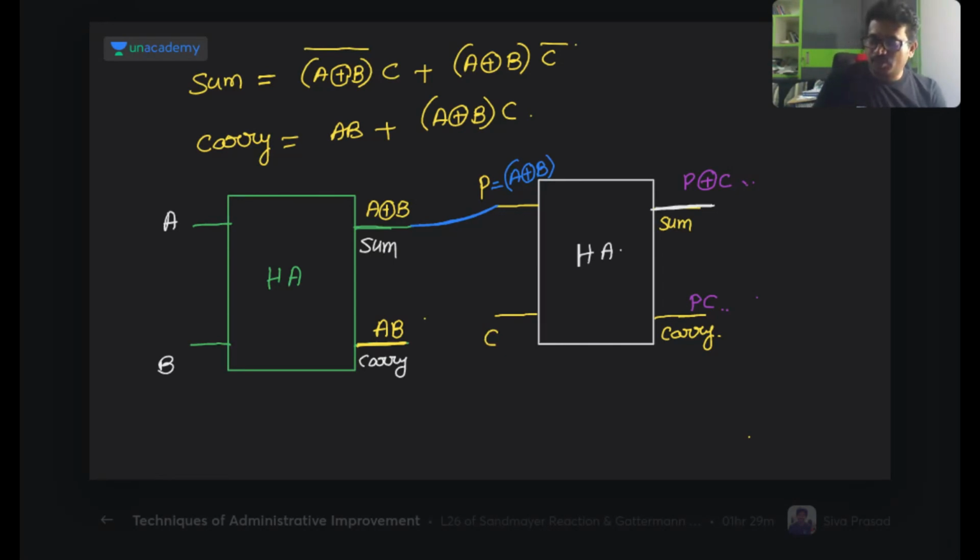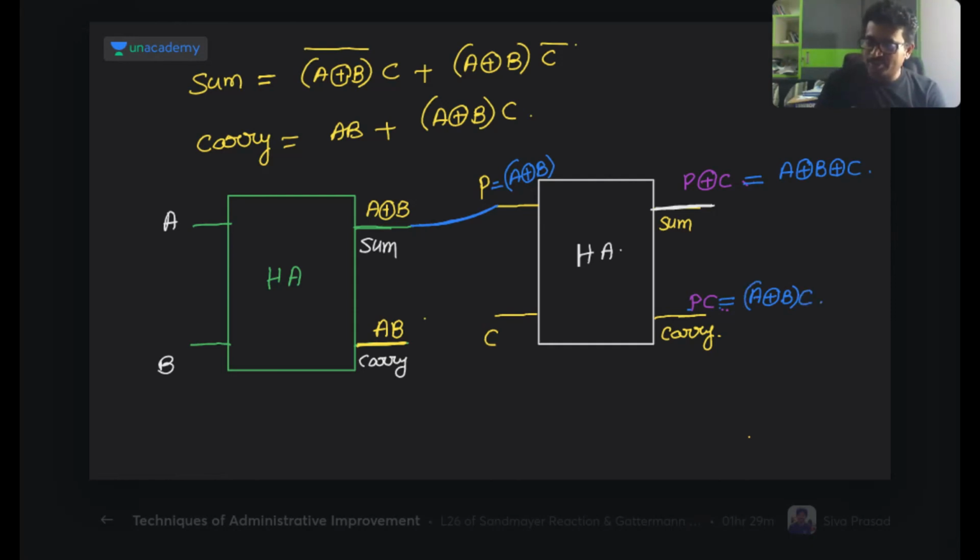Now what will I get here? What is this? This is P. P means A XOR B XOR C only, na? Yes or no? In place of P, I should place A XOR B XOR C. Next, what will I get here? P into C means (A XOR B) into C.